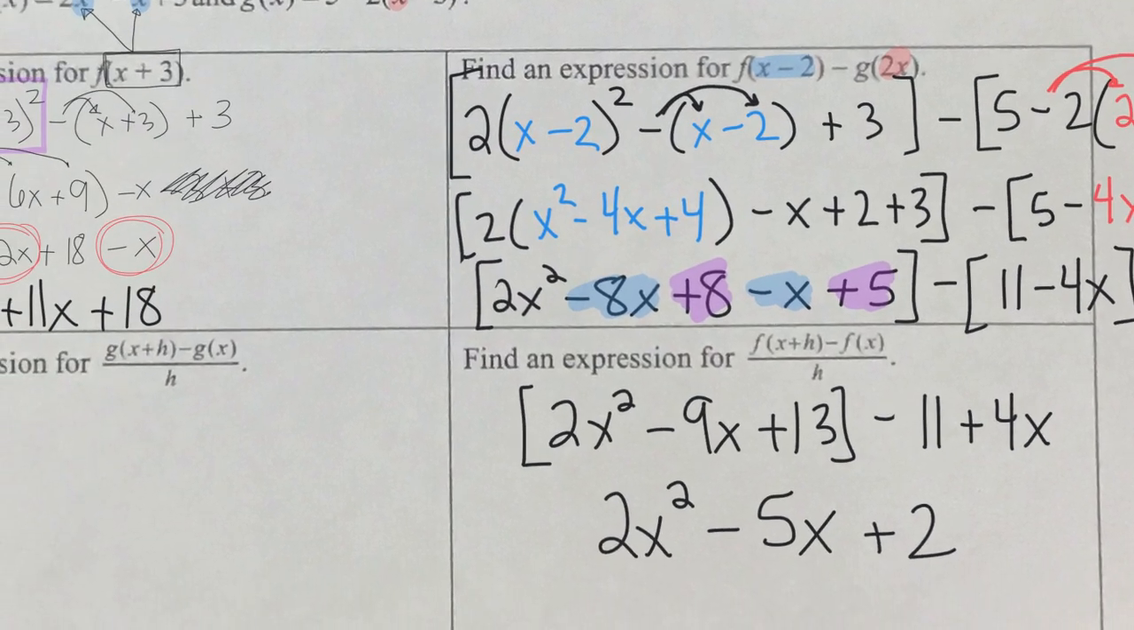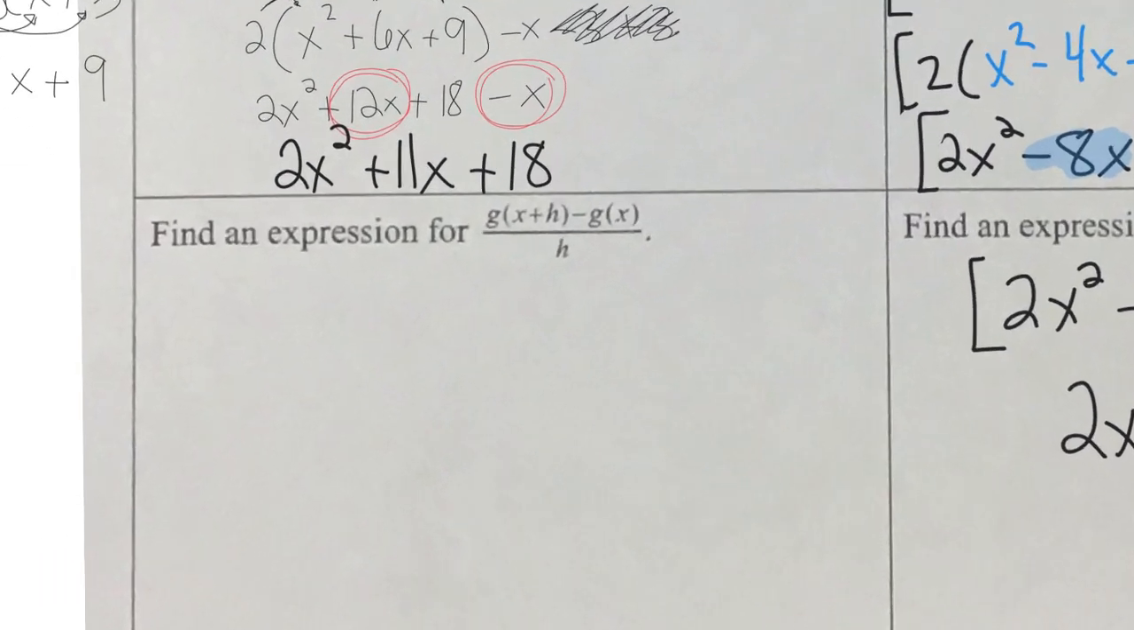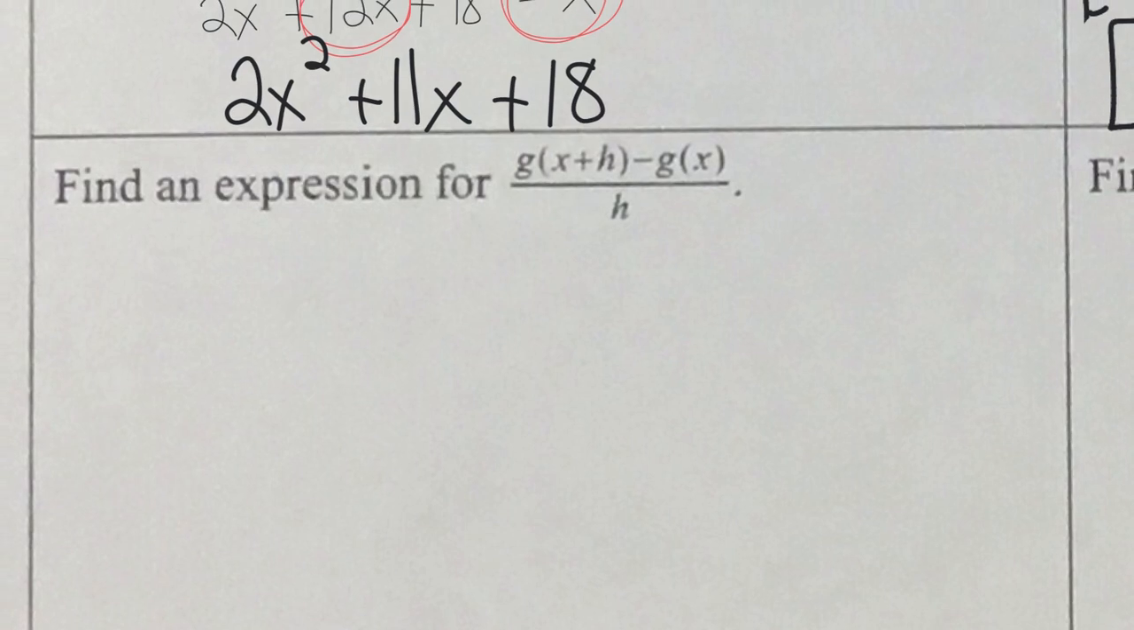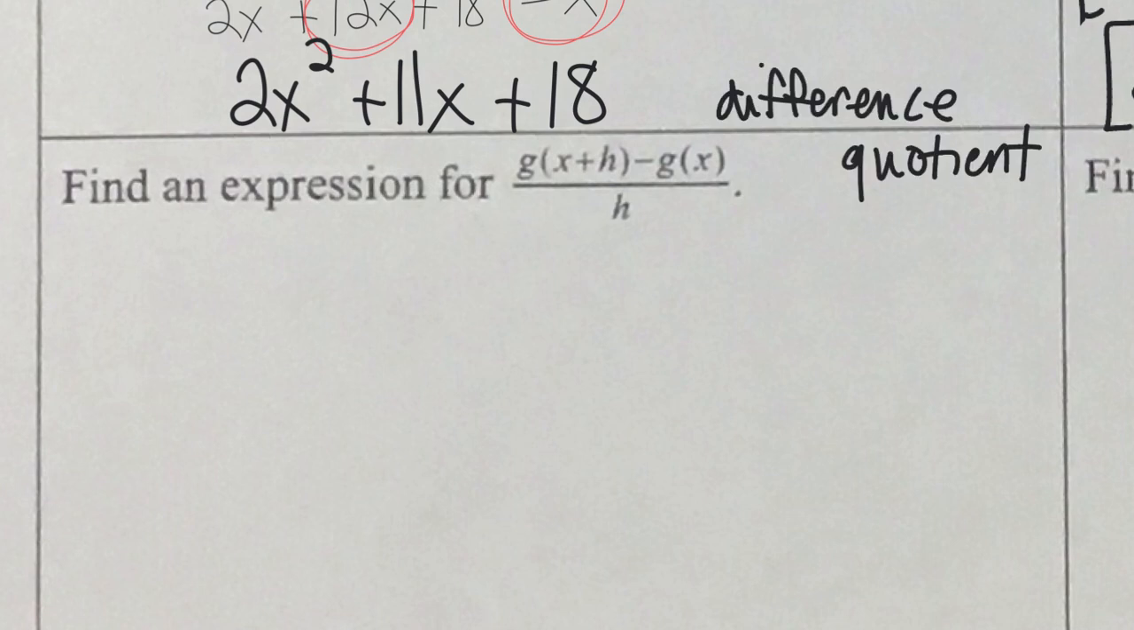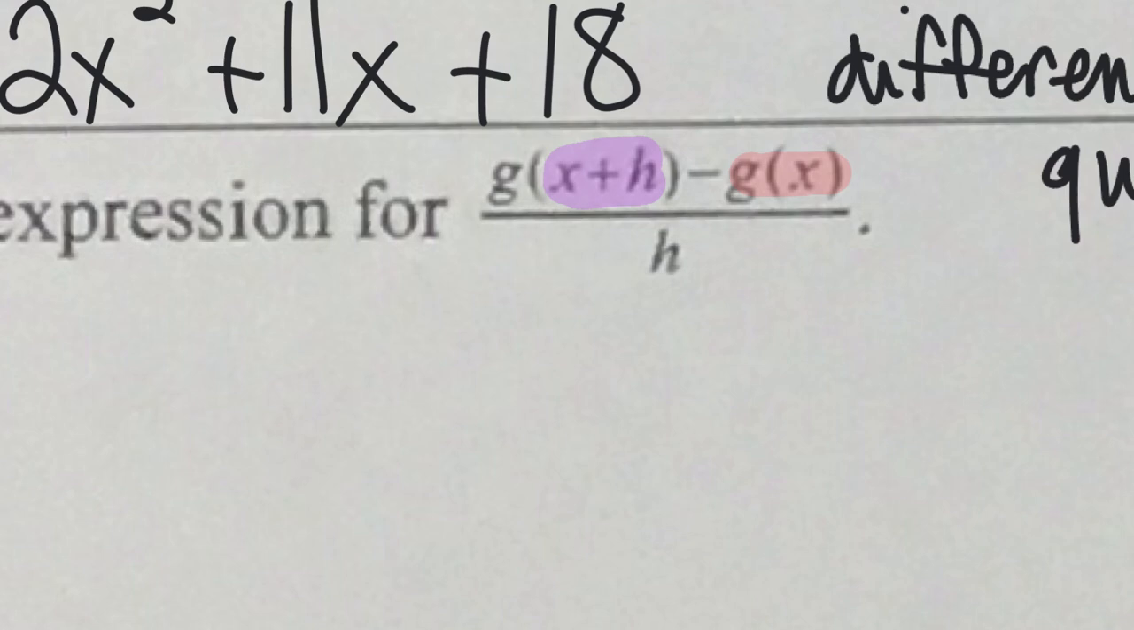It is very algebraic. Okay. Find an expression for this. Okay, this is a calculus thing called the difference quotient. And since this is a pre-calculus class, we're going to get you used to this because calculus is a whole bunch of algebra. So this is saying replace x in your g function with x plus h, and then subtract the original g function from it, and then divide everything by h.